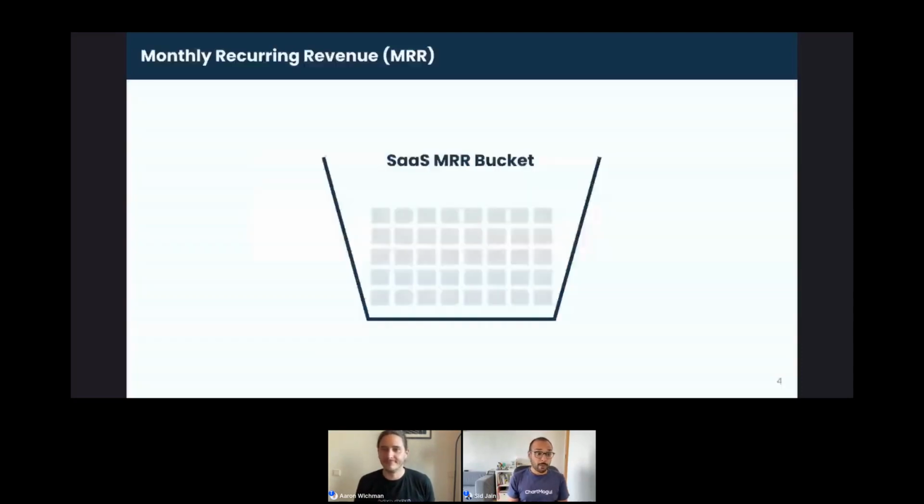The first metric that we wanted to cover is MRR. MRR, or monthly recurring revenue, is the bedrock of SaaS. And it is key to understanding everything SaaS. And as the name suggests, it's nothing too complex. It's just the combined recurring revenue that your customers pay on a monthly basis.